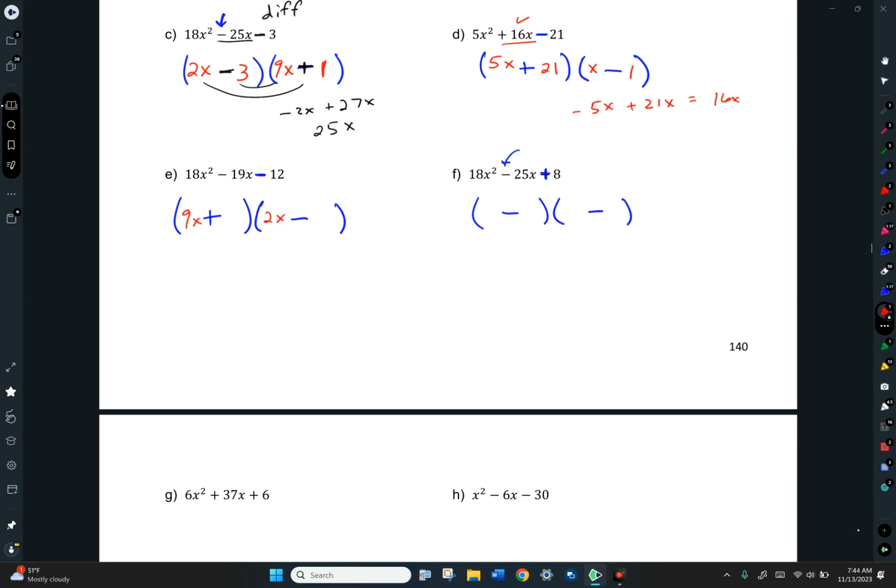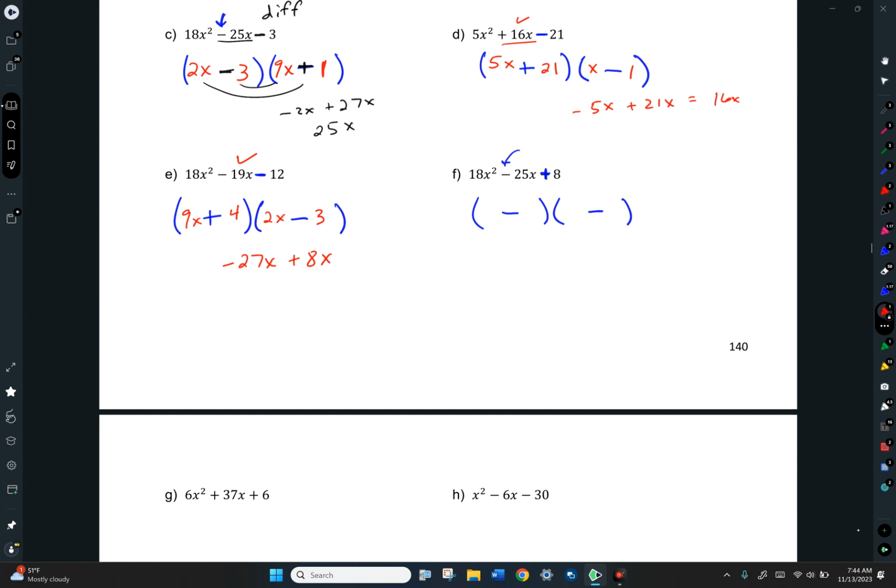All right, so for the 12, I'll start back again with my 4 and 3, but that means the 4 is going to have to go here, and the 3 is going to have to go here. So let's check. On the outer, I have negative 27. On the inner, I have positive 8. And I can tell that that's going to equal negative 19. So this works. Okay. Look at letter F.